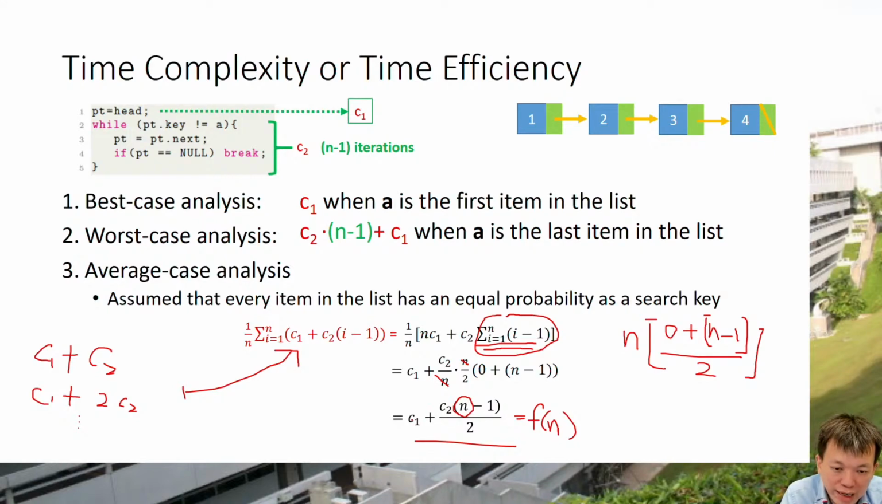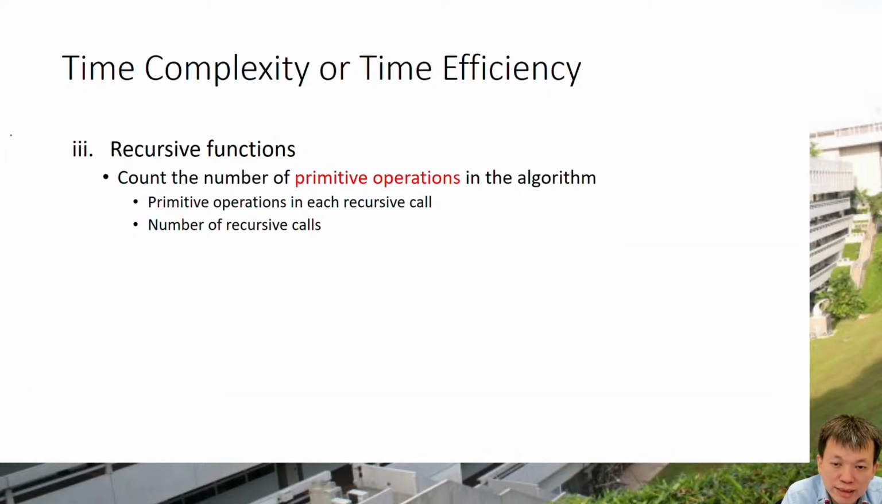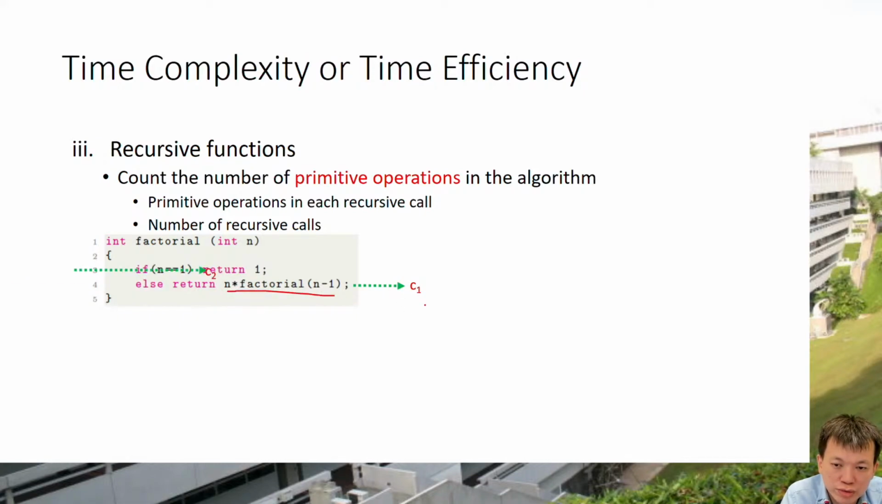Because later you will find that what we are concerned with is whether this is a linear function, a quadratic function, a cubic function, or a logarithmic function. That is what we are concerned about in the time complexity analysis. So here, let's say I still consider this operation is C2. This one takes C1.